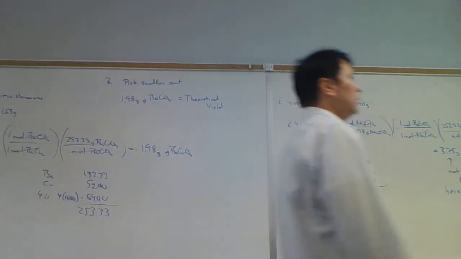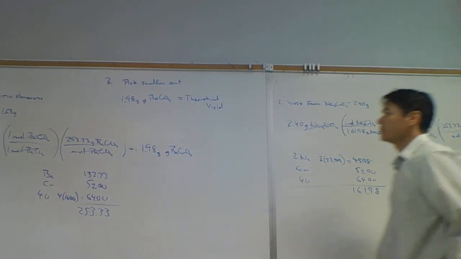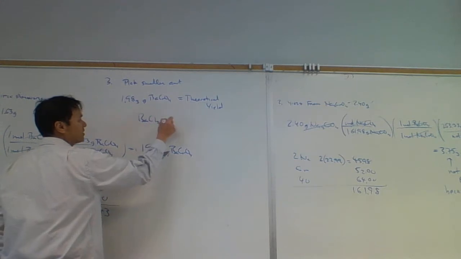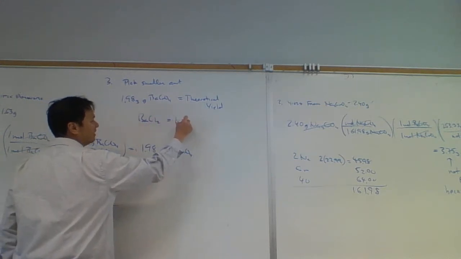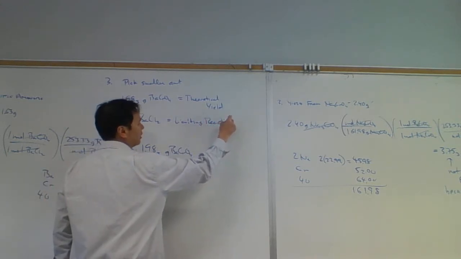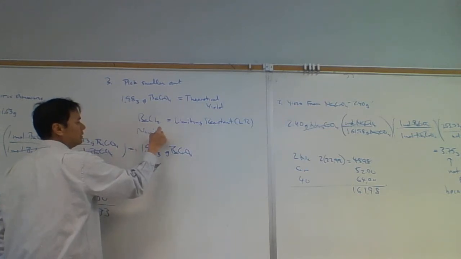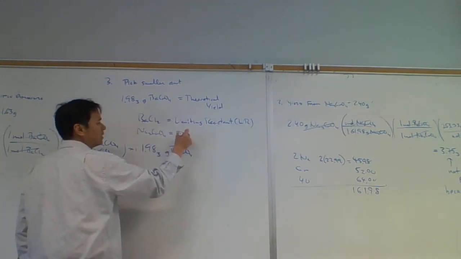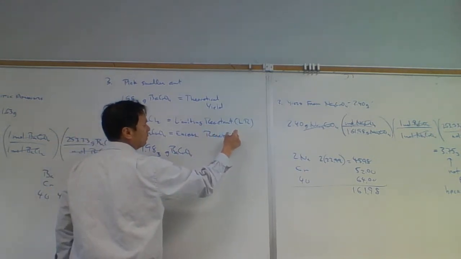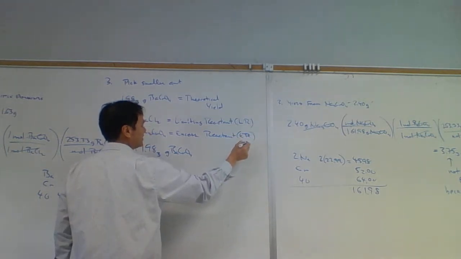Okay. So what reactant is in excess? Once we figure this out, we know that barium chloride is called the limiting reactant, or the LR. And the sodium chromate is the excess reactant. A lot of people just say excess.